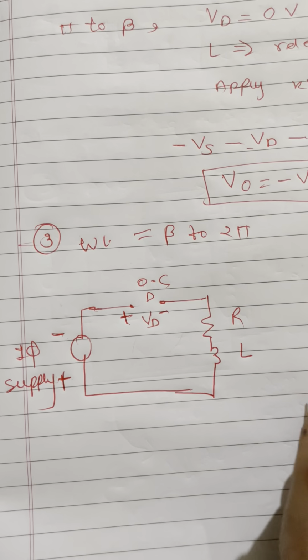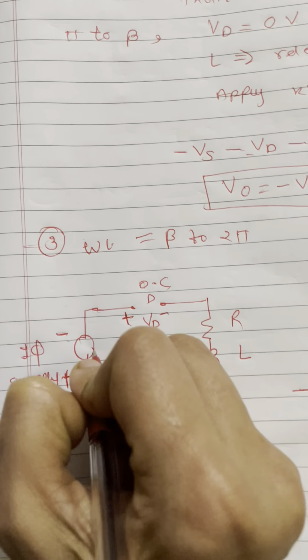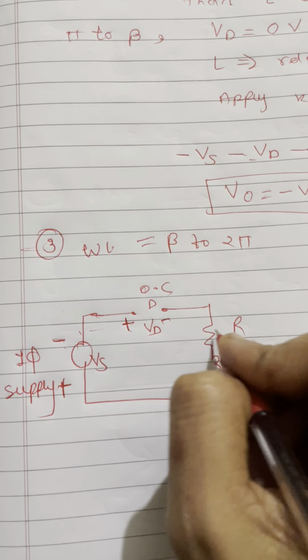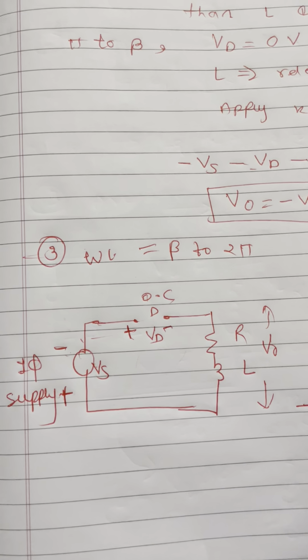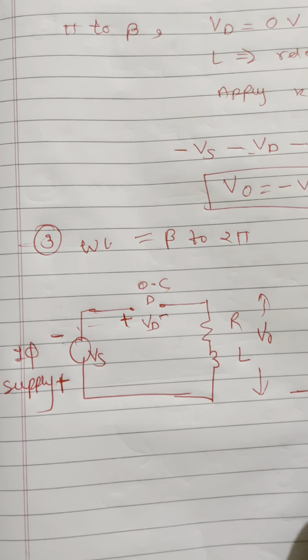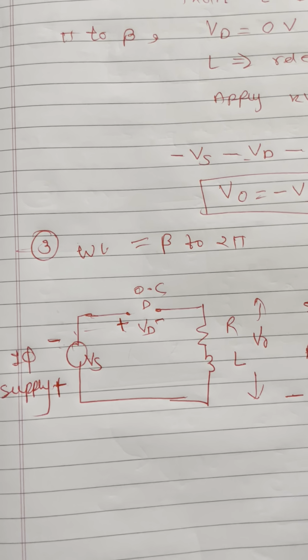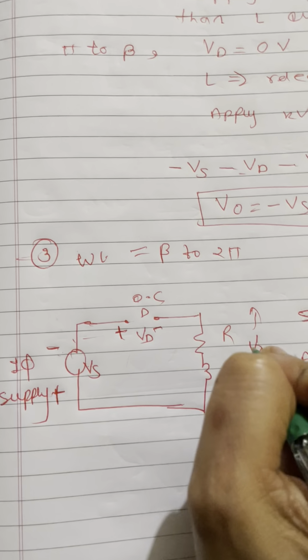Apply KVL in the loop. So minus Vs, this is Vs, minus Vd, and minus V0. This is V0 or VL. Okay, minus Vs minus Vd minus V0 is equal to 0.